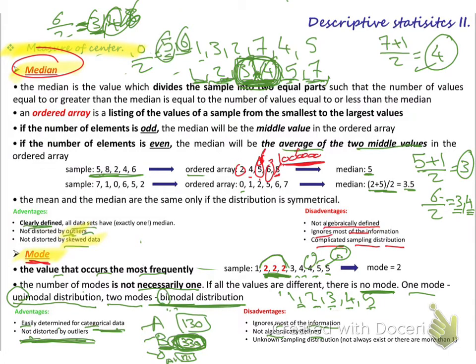The third disadvantage is that it has an unknown sampling distribution, so I must have one value. I can have one mean, one median, but for the mode, I may have two modes or three modes. I may not have any mode. So it is an unknown sampling distribution, and it does not always exist. I cannot rely on it because in some cases the mode doesn't exist, or there is more than one. It could be one, could be zero, it could be more than one.